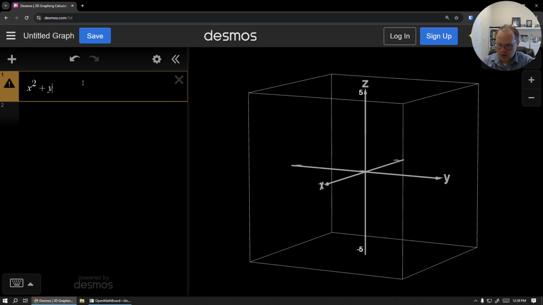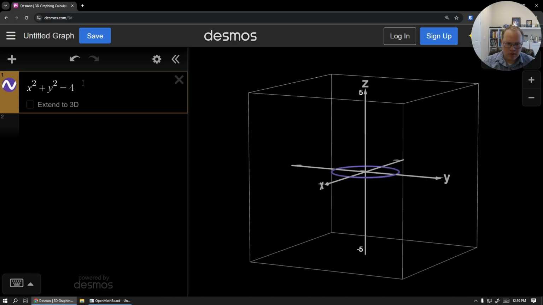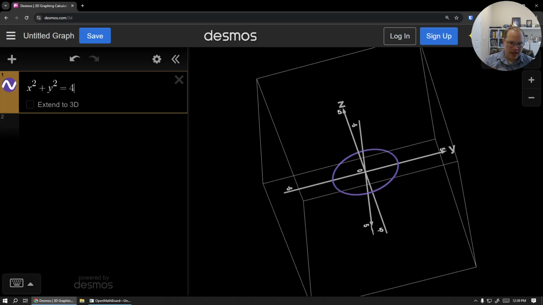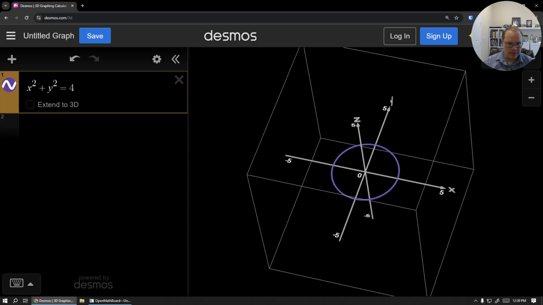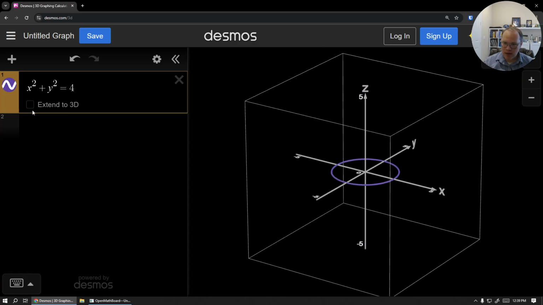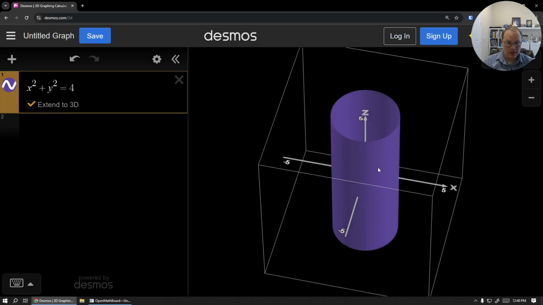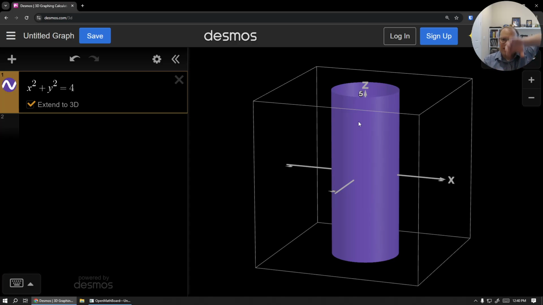And let's plot this surface. Notice in Desmos, when you're only using X and Y, it will restrict your graph to the XY plane. So I get that circle that I was expecting. But it has this little checkbox that I can extend it to full three-dimensional space. So let's see what happens. And look at that, I get a cylinder, which is exactly what I expected. That circle extends along the z-axis because there are no restrictions for the z variable.